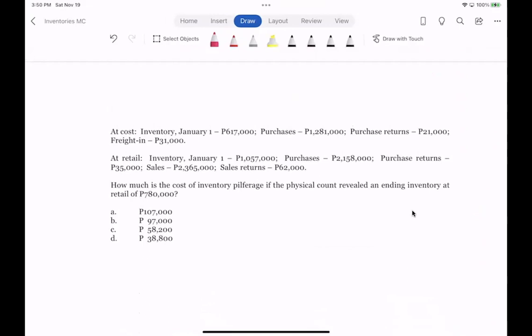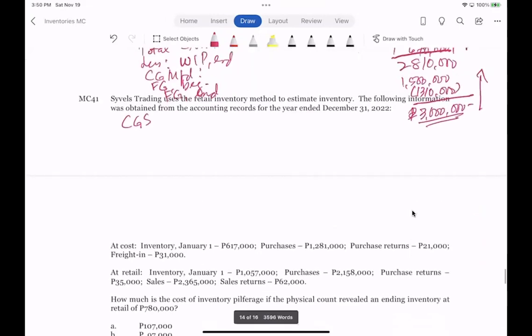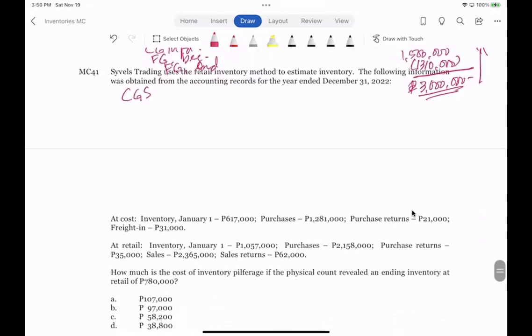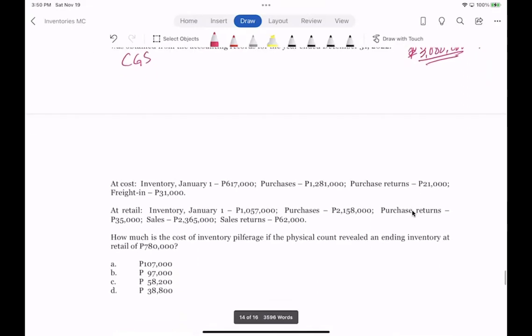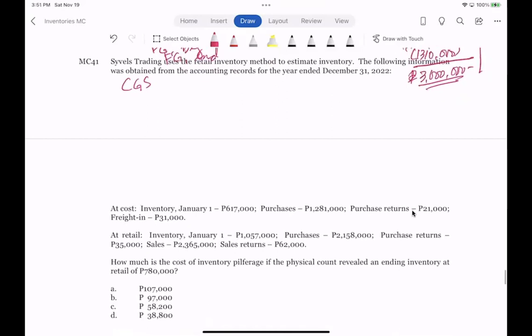And we go to MC41. Cybers Trading uses the retail inventory method to estimate inventory. The following information was obtained from the accounting records for the year ended December 31, 2022. You are given some information at cost and some information at retail. How much is the cost of inventory pilferage if the physical count revealed an ending inventory at retail of 780,000?